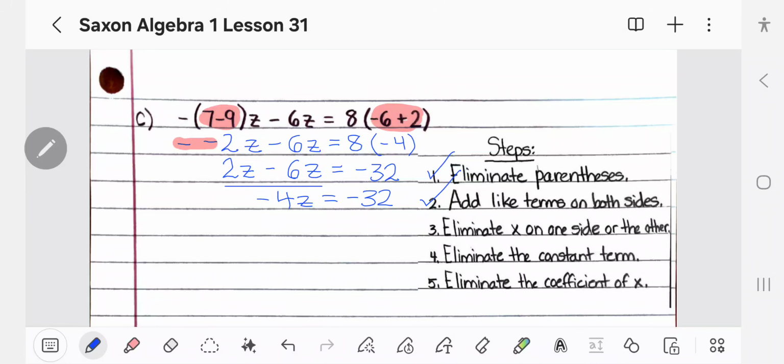It says eliminate x on one side or the other, but we only have one variable now, so we can skip step 3. It's already done. Eliminate the constant term that's with the variable. This side does not have a constant term, so that's already done. Eliminate the coefficient of x. They're multiplying by negative 4, so let's divide both sides by negative 4. And we get z is equal to positive 8. And that's the answer to C.